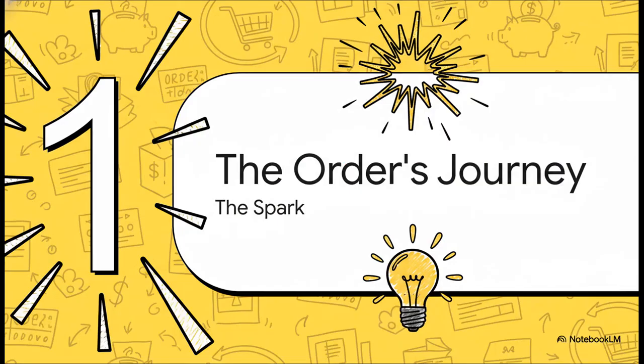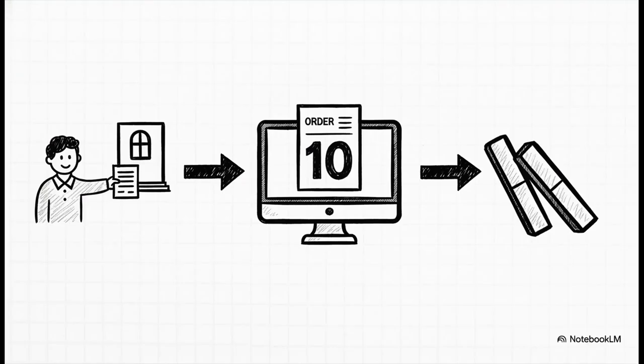Okay, so our story begins with a single spark of demand. This is where it all kicks off. So picture this. A salesperson gets an order from a customer. We'll just call them ABC Company. They need 10 units of a certain product. The salesperson punches that into the system, and just like that, a formal demand is created. And boom, the first domino has officially been pushed.